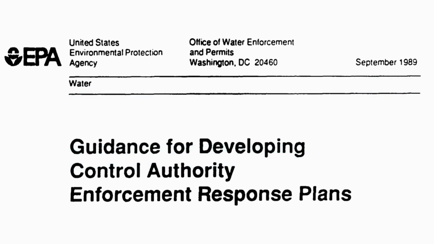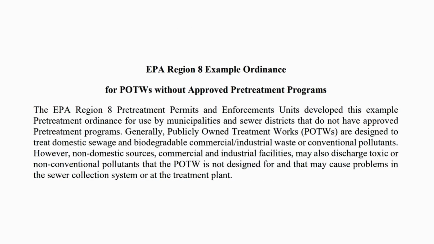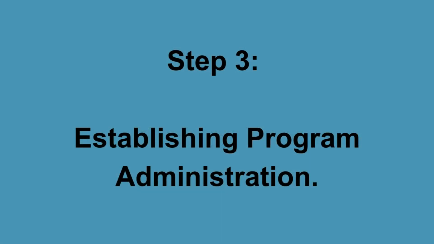EPA's Enforcement Response Guidance, written in 1989, Guidance for Developing Control Authority Enforcement Response Plans, is still valid and is a thorough and complete treatment of this subject. The FOG Rules template can be used to help create rules for a municipality. EPA Region 8 created an example ordinance for municipalities without approved pretreatment programs. The Plumbing and Drainage Institute created a model grease ordinance that can be used to update or establish a grease ordinance.